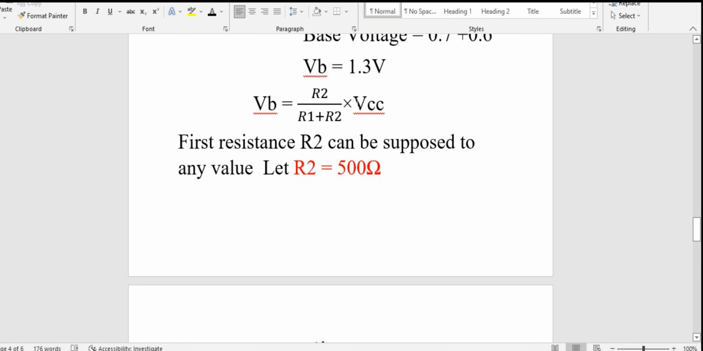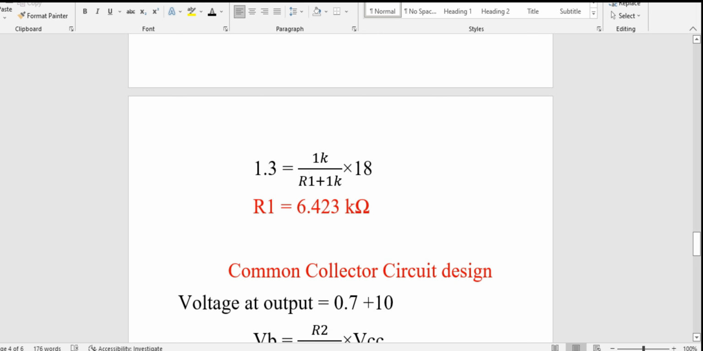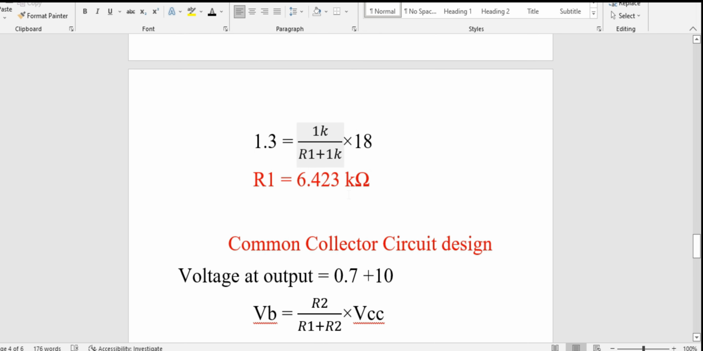So putting these values in this formula, R2 is known, 500 ohm, VB is also known, 1.3, and VCC is 18 volt, so I will get the value of R1. So up till now, these were the calculations about the common emitter. Now I will start the calculations about common base, oh sorry, common collector.